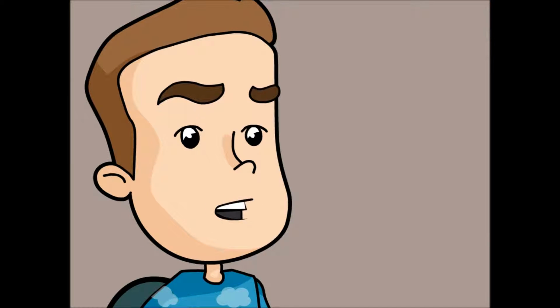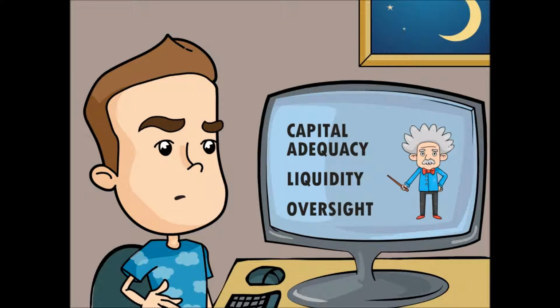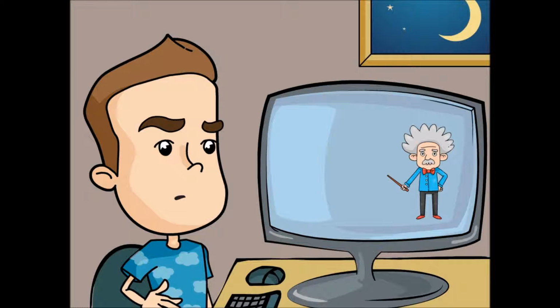Okay, so I learned something, but what about the rest of us? Were any changes made following the crisis? Yes. New regulations were issued. For example, stricter guidelines for capital adequacy and liquidity of banks, and better oversight of the financial system. So things are better now, though they're still not perfect.